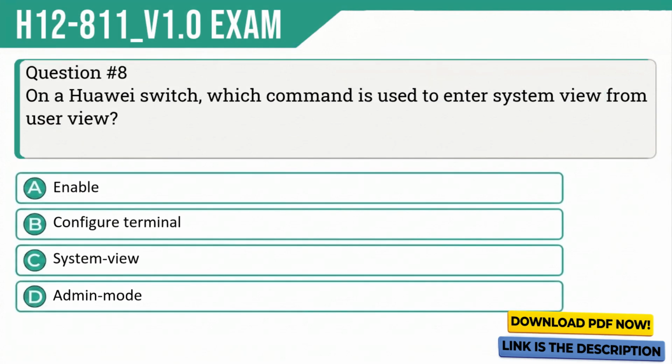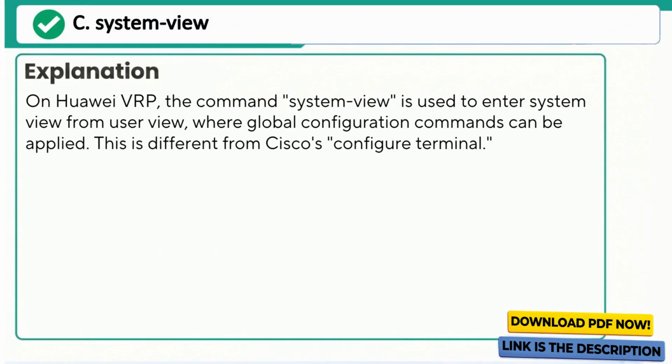Question number 8. On a Huawei switch, which command is used to enter system view from user view? A. Enable. B. Configure terminal. C. System view. D. Admin mode. Correct answer: C. System view. Explanation: On Huawei VRP, the command system-view is used to enter system view from user view, where global configuration commands can be applied. This is different from Cisco's configure terminal.